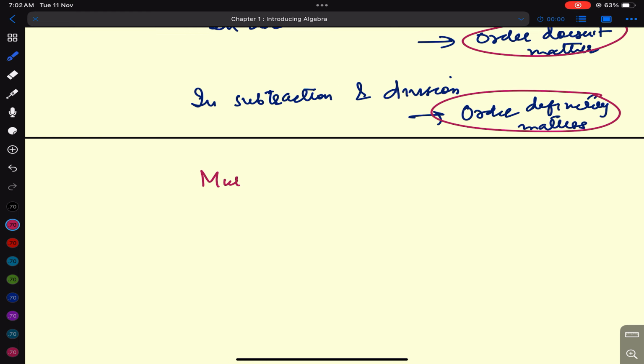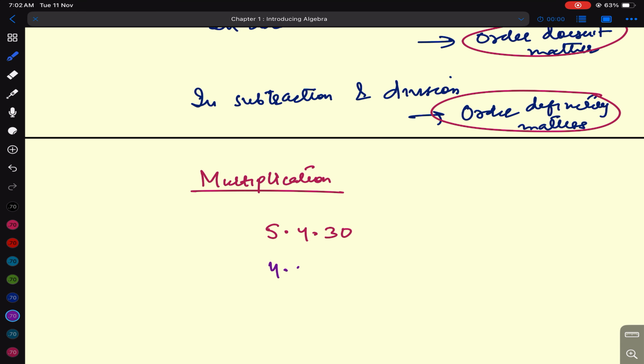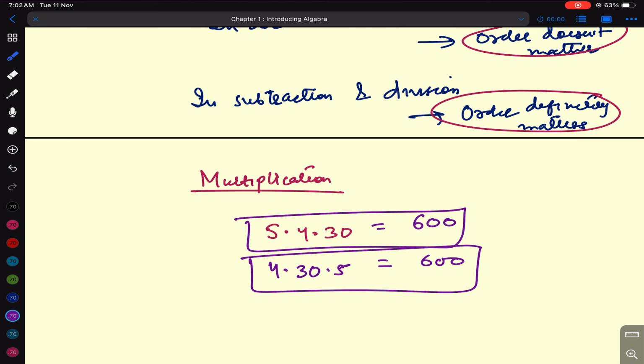Okay, so we'll see the examples. We have already seen the example of addition. Now let's see the example of multiplication. Let's say you have three numbers in multiplication, which are 5, 4 and 30. If we change the order and perform it as 4, 30 and 5, what are the answers that we are getting in both cases? It is 600. So you can see that again in the case of multiplication, we arrive at the same answer, irrespective of the order that we follow. Does that make sense?